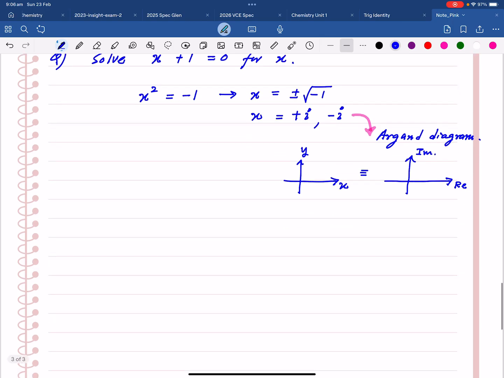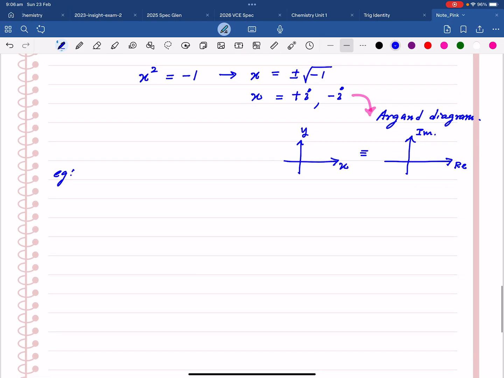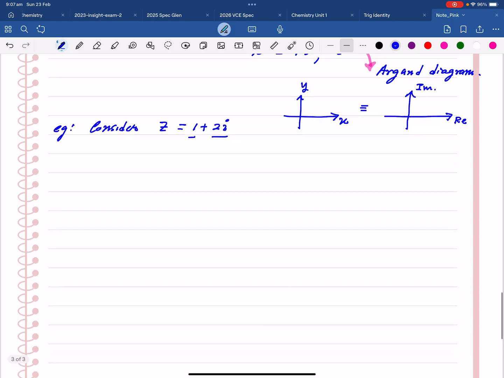So, example. If you have z, complex numbers we usually define as z. It's okay to put x here, but x is used for Cartesian, right? Suppose z is equal to 1 plus 2i. Now it's a complex number. You have a real part and you have the imaginary part. The combination of those two is a complex number. That's the definition. Now you need to plot it, right?